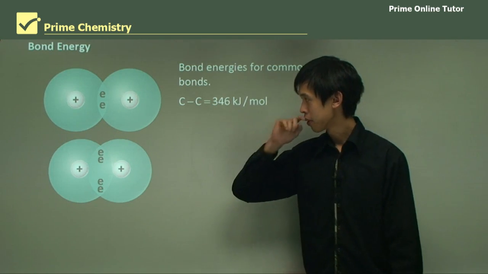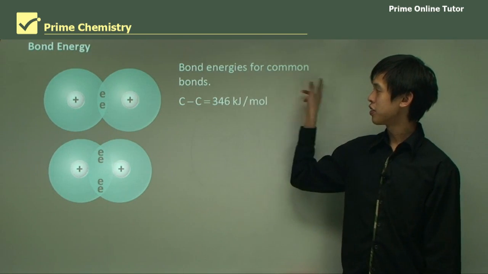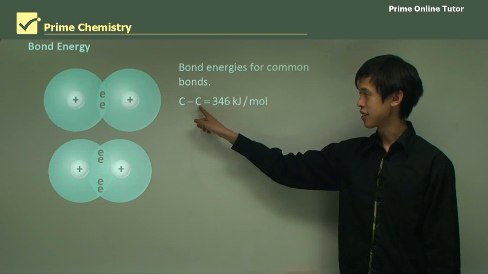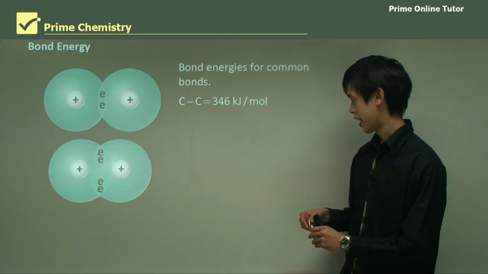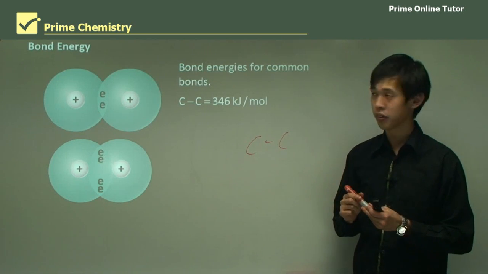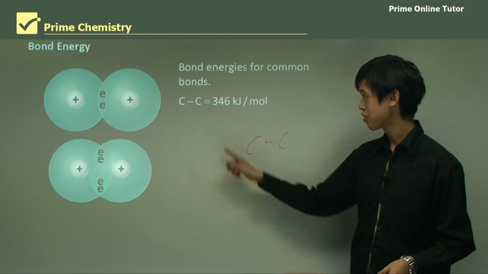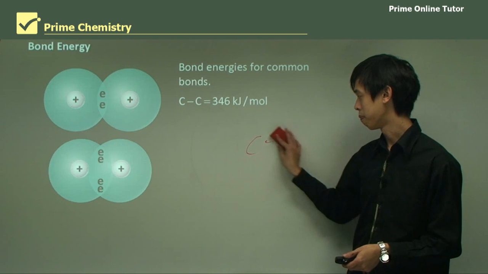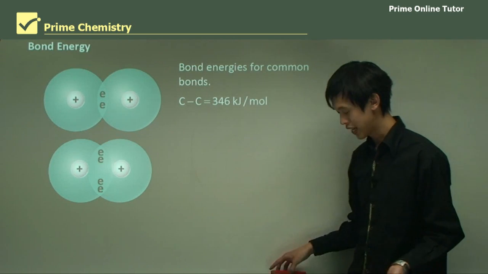Let's have a look at bond energies for common bonds. First, the C to C bond. If we had two carbons bonded together with a single bond, that would take 346 kilojoules per mole. Fairly average number.